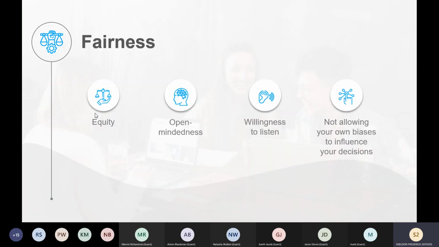Fairness, on the other hand, is working towards an equitable outcome. Being fair means being open-minded, being willing to listen, and confronting your own biases that will influence a decision, putting them away to give yourself an opportunity to grow.